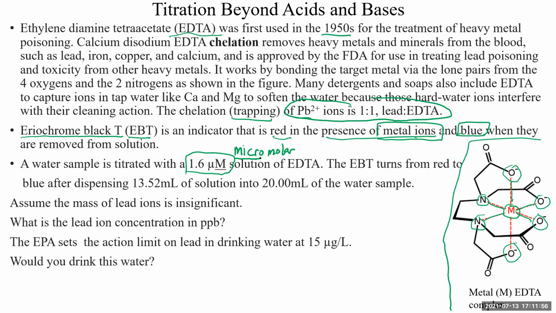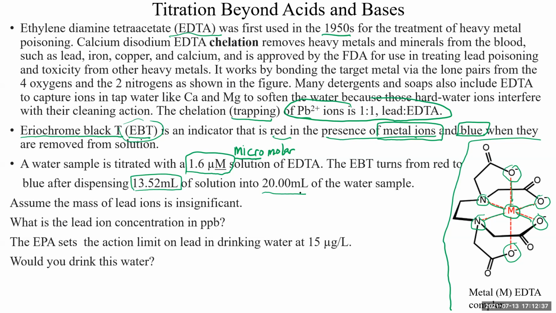Okay, so a water sample is titrated with 1.6 micromolar solution of EDTA. The EBT, that's the Eriochrome Black T indicator, turns from red to blue after dispensing 13.52 milliliters. In other words, at 13.52 milliliters of this very low concentration EDTA solution into 20 milliliters of the water sample, the sample has had all of its lead ions completely removed, exactly at that point.